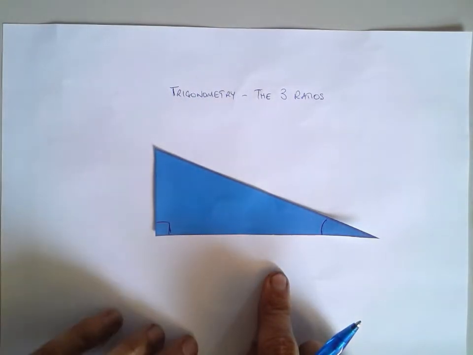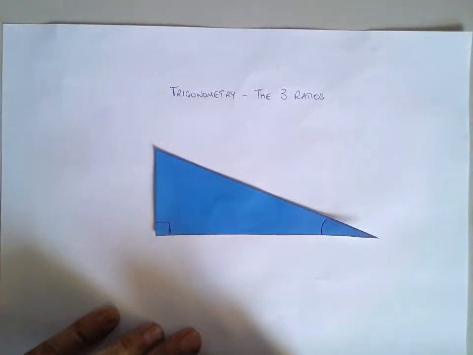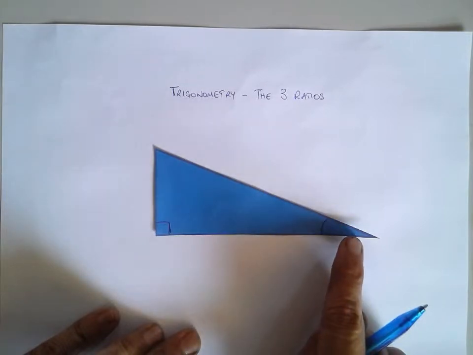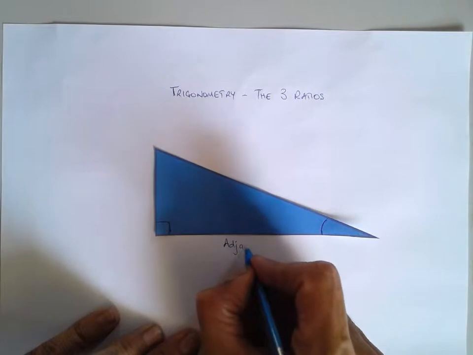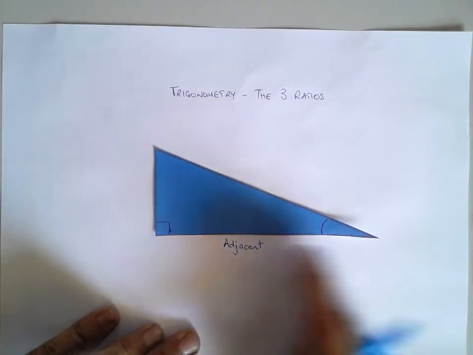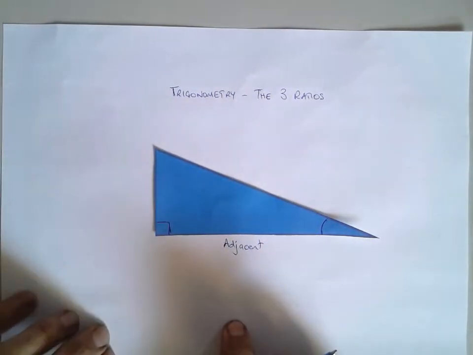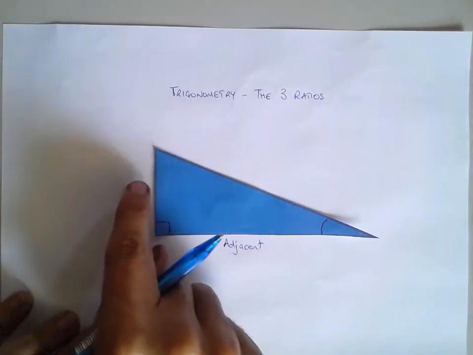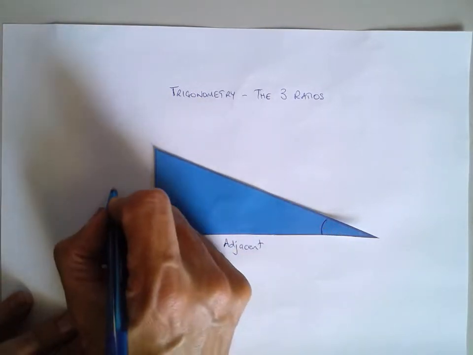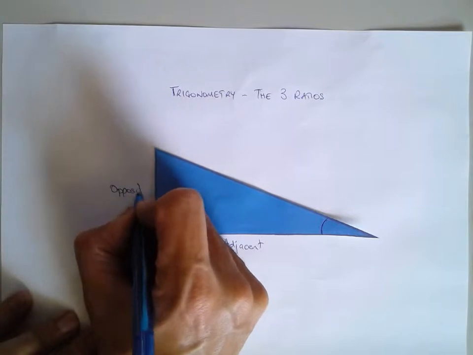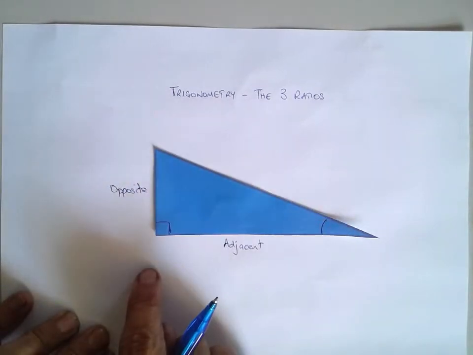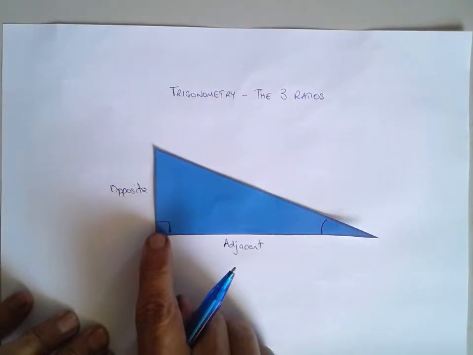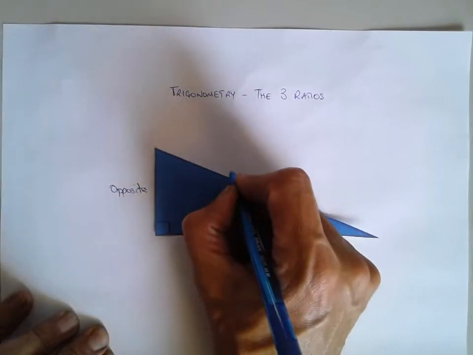there's a convention that allows me to label these three sides. If this is my angle, we can say this side here is adjacent. It's adjacent or alongside that angle. This side here is opposite the angle. It's directly opposite the angle. And the third side, remember from Pythagoras, the longest side in a right angled triangle, the one that's in fact opposite the right angle, is the hypotenuse.